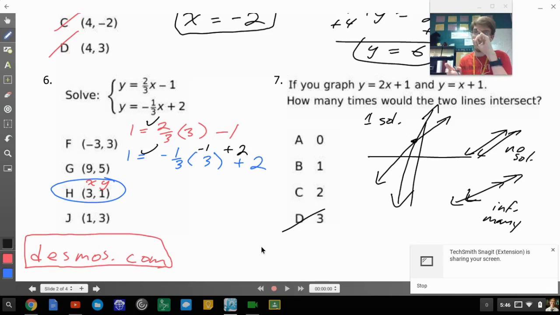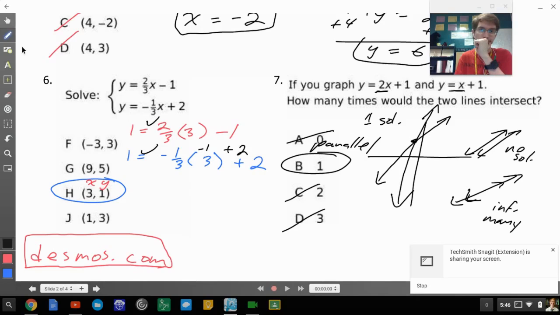There are places where it was a good answer in other classes, but for us, as of right now, that's never an answer. They actually can't hit twice. It's 0, 1, or a bunch. And these two are not parallel. We have a slope of 2, slope of 1. This would be if they're parallel. So they have to hit once. It's the only option for us.